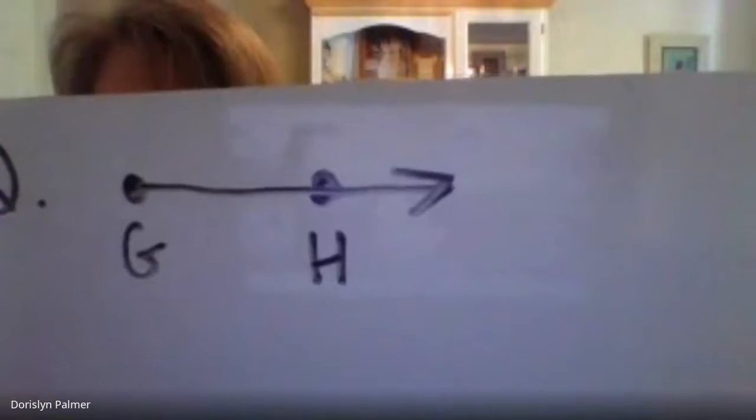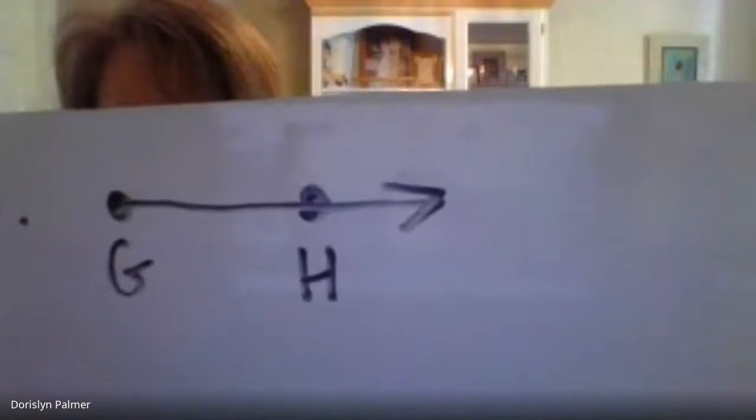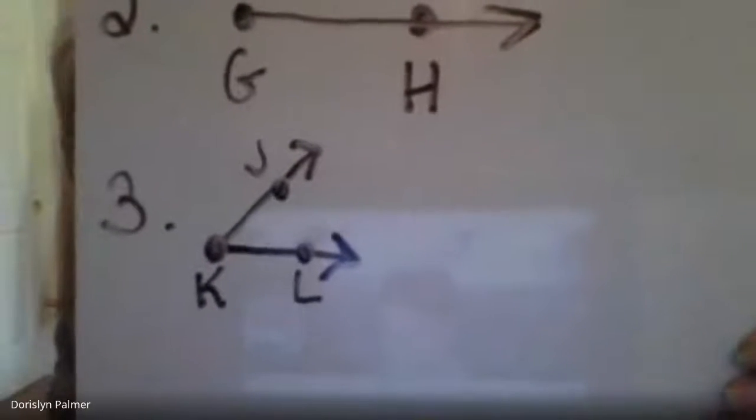Number three, draw an acute angle JKL. So you just want to draw an angle that is skinnier than a 90-degree angle. You want to make sure that the K is at the vertex. So it looks something like that. And J and L can be interchanged. It doesn't matter as long as K is in the vertex. The middle one has to be in the vertex.